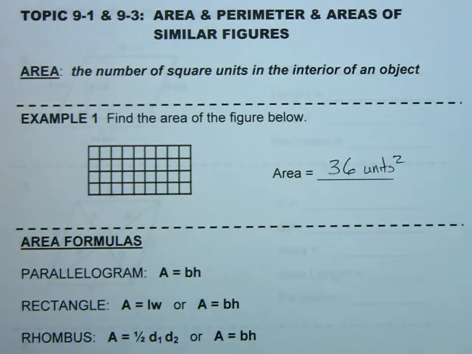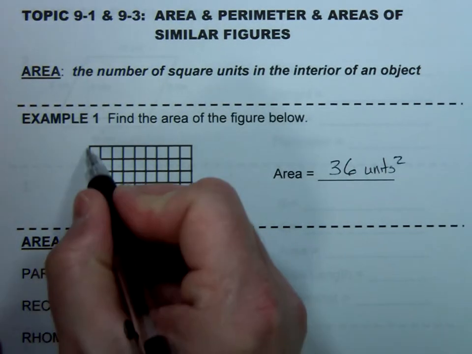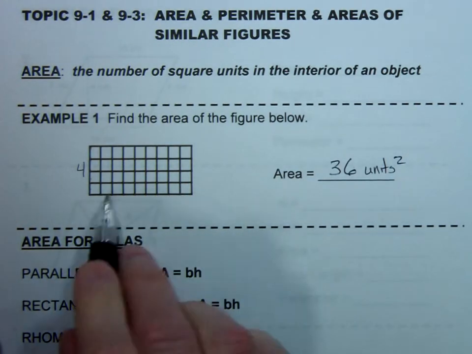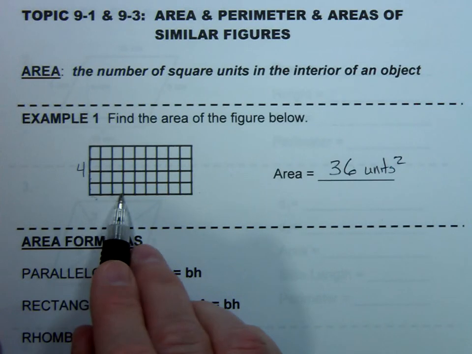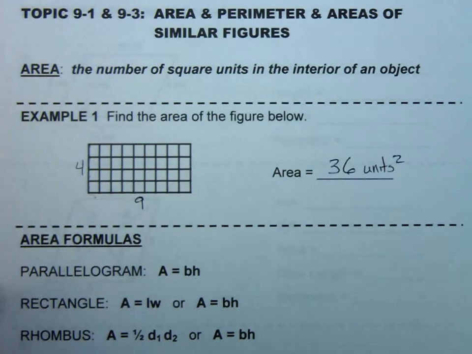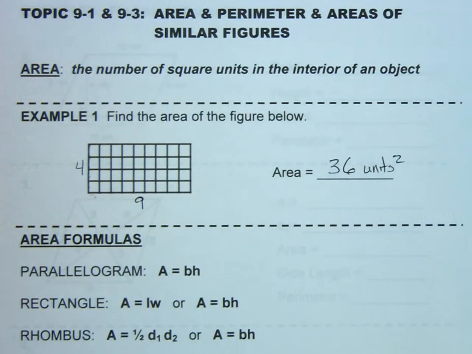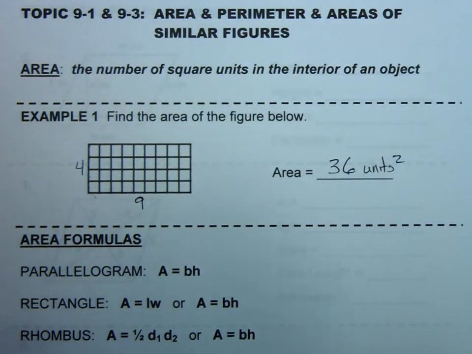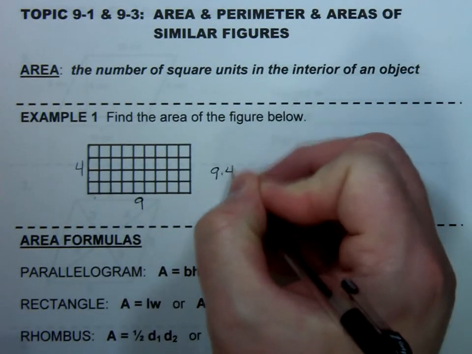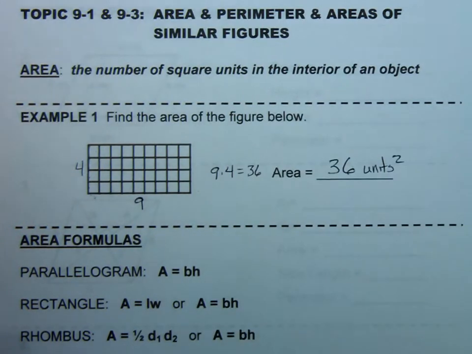Now, there are quicker, easier ways than counting, which is very helpful when the area gets to larger numbers. It's already pretty annoying right there. The length of this side is 1, 2, 3, 4 units. And the length of this side is 1, 2, 3, 4, 5, 6, 7, 8, 9 units. And this whole shape is a rectangle. One of the ways we find the area of a rectangle is length times width. So we do 9 times 4, which is 36.